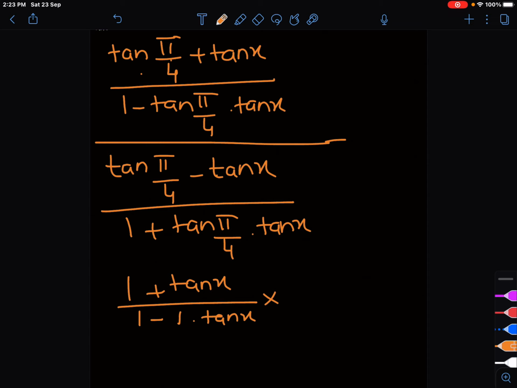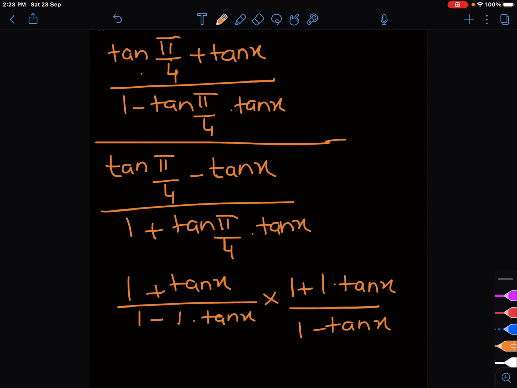So same thing, the denominator will be 1 plus 1 into tan x divided by 1 minus tan x. Okay children, I have just put the reciprocal of these two. Okay, reciprocal. Fine.